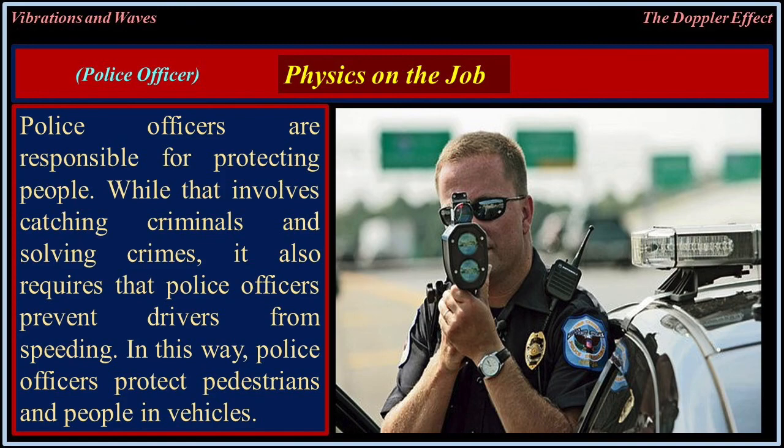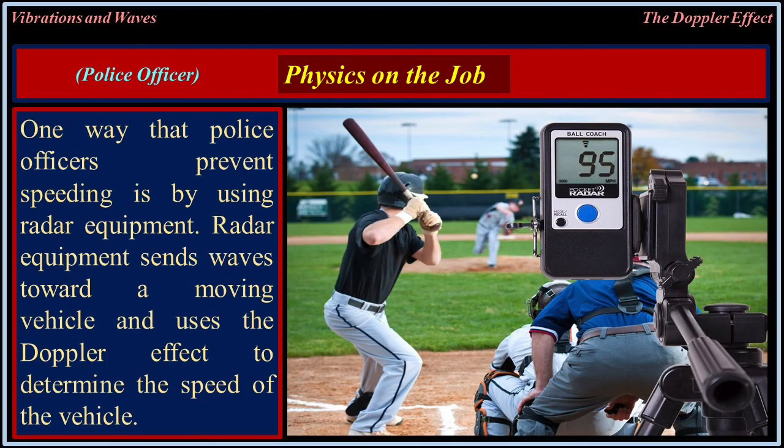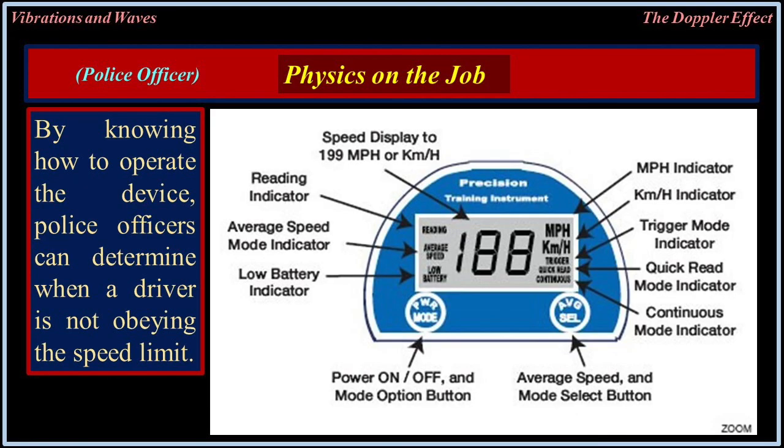Police officer, physics on the job. Police officers are responsible for protecting people. While that involves catching criminals and solving crimes, it also requires that police officers prevent drivers from speeding. In this way, police officers protect pedestrians and people in vehicles. One way the police officer prevents speeding is by using radar equipment. Radar equipment sends waves towards the moving vehicle and uses the Doppler effect to determine the speed of the vehicle. By knowing how to operate the device, police officers can determine when a driver is not obeying the speed limit.